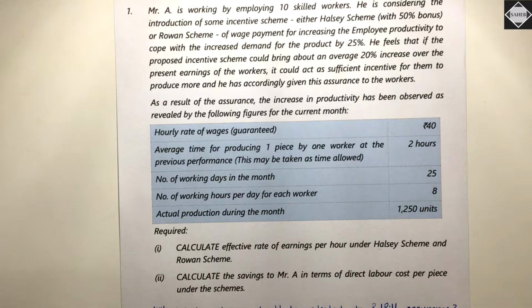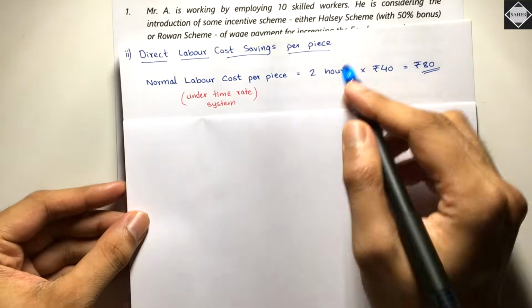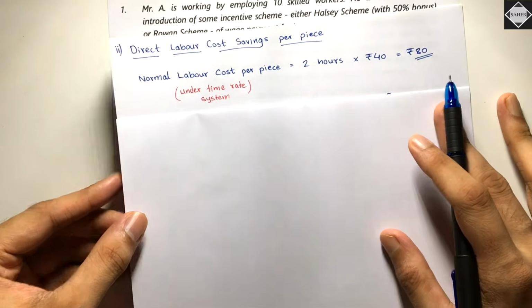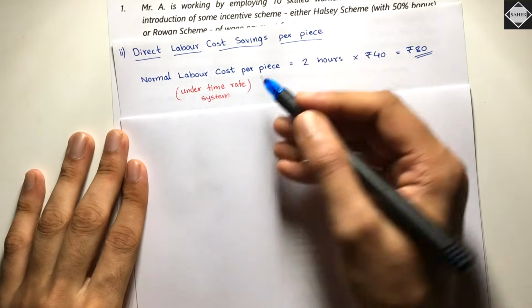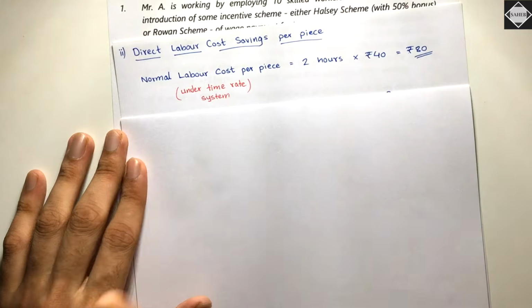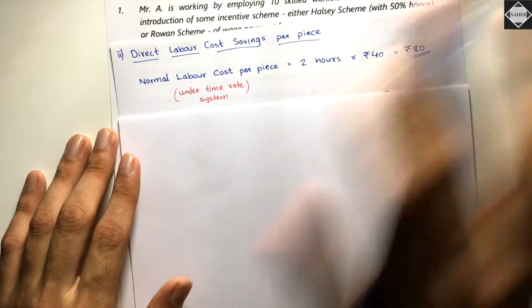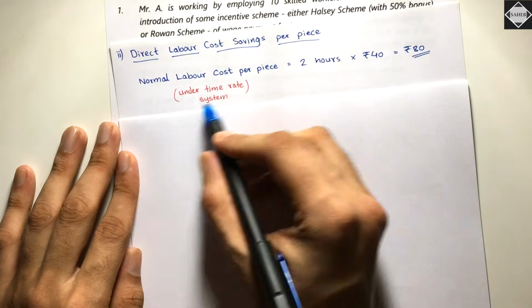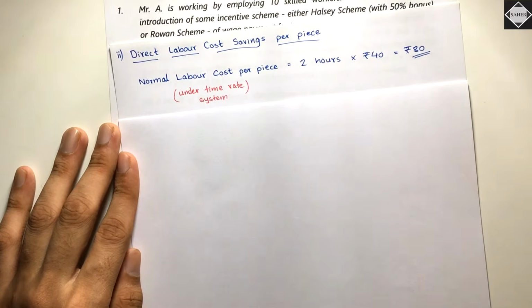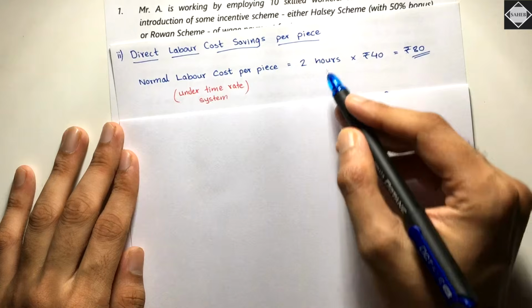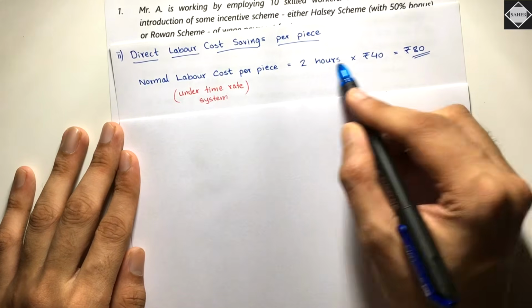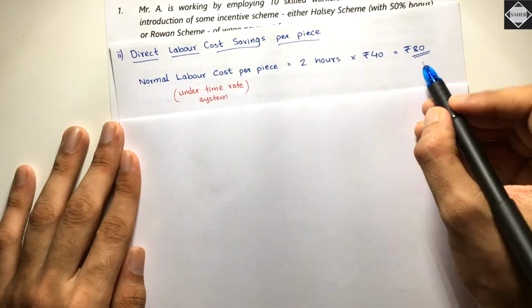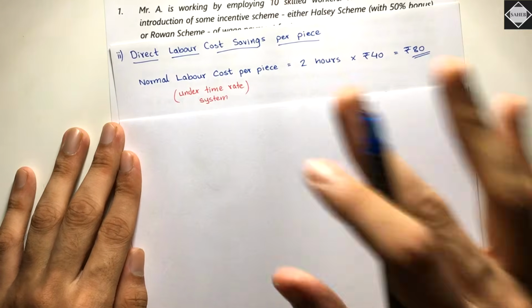So see here, let me just show you the calculation now of saving. It's really simple. Direct labor cost saving per piece. First we have to calculate the normal labor cost per piece without any system, without Halsey and Rowan systems. Just the current system, the time rate system, a normal factory. So 2 hours into 40. I explained how we got that, right? So that's 80 rupees. Is this clear to you?